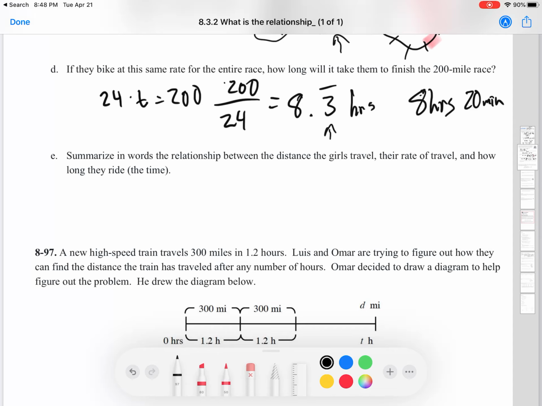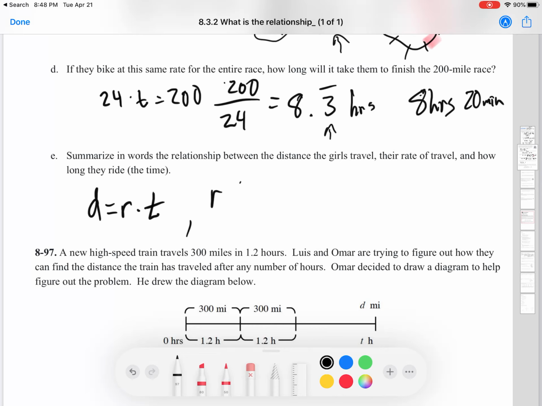Summarize in words the relationship between the distance the girls travel, the rate of travel, and how long they ride. And really it boils down to these 3 key equations. Mostly I just care, do you know this one? Distance equals rate times time, which I cheated and gave you a long time ago. These other 2 I consider kind of bonus.